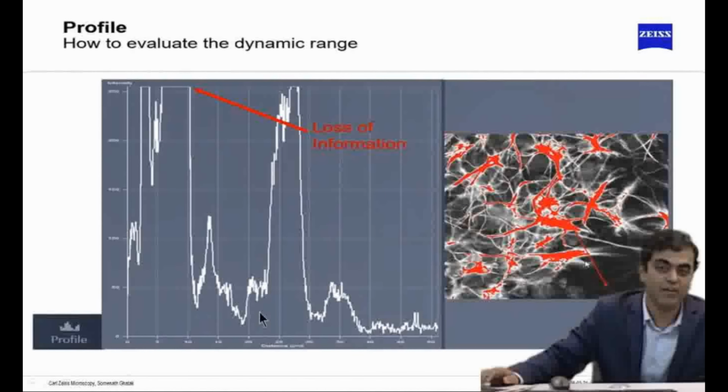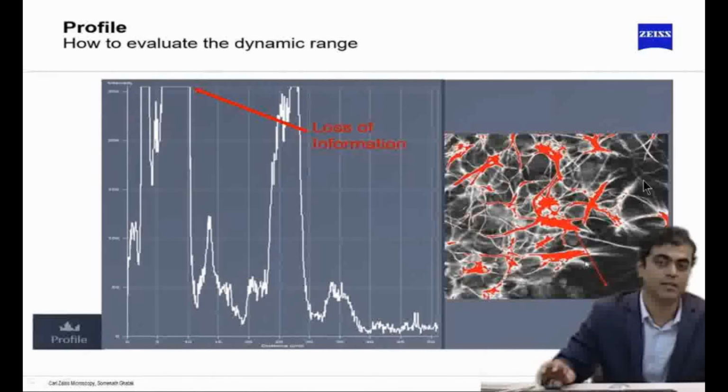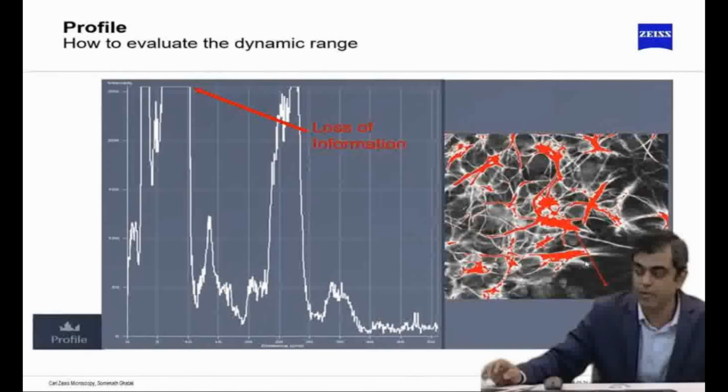But if we have saturation, you can see there is loss of information because the intensity has overshot the maximum scale here. When you see red in the range indicator like this, the detectors have been saturated, and this image will not be used, or cannot be used, for quantitative comparison.